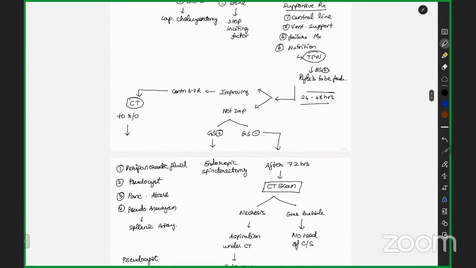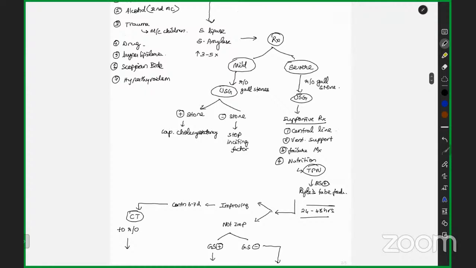Now, after classifying it as severe, what am I going to do? I'm going to perform a USG. Why do I perform a USG? To rule out gallstone. As Hari Prashant asked, why do you have to rule out gallstone? Because gallstone is the most common cause. If it is a gallstone, you can just perform a laparoscopic cholecystectomy and you're going to save the patient. If gallstone is not the cause, you have to stop the inciting factor.